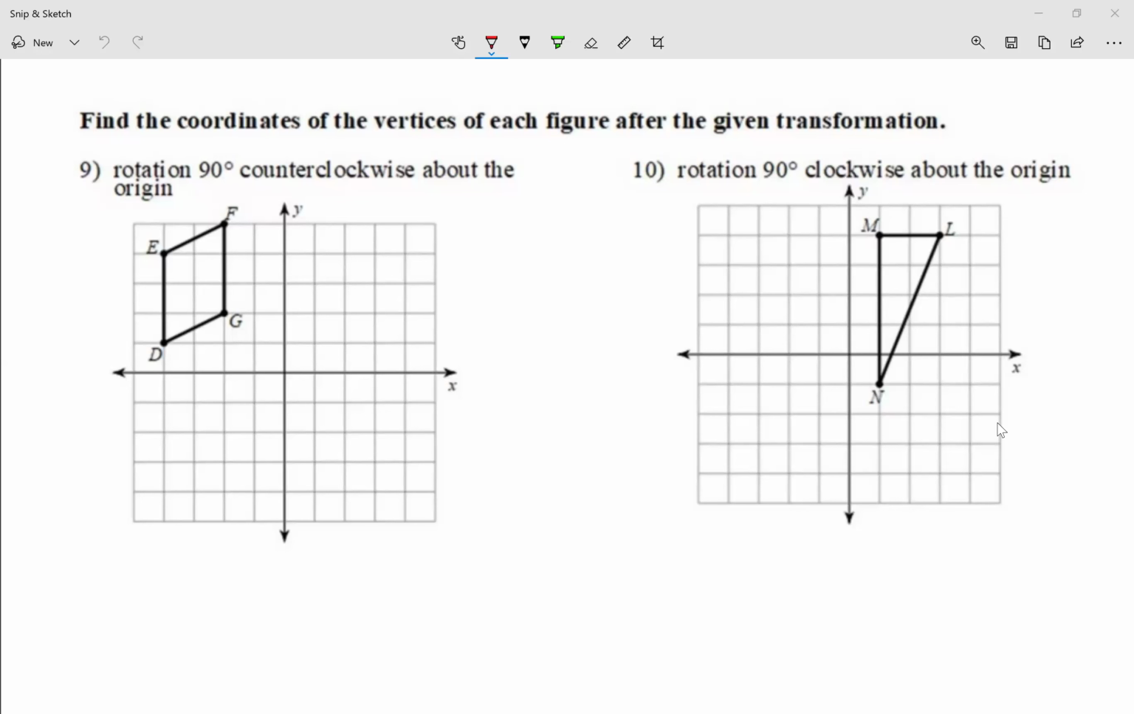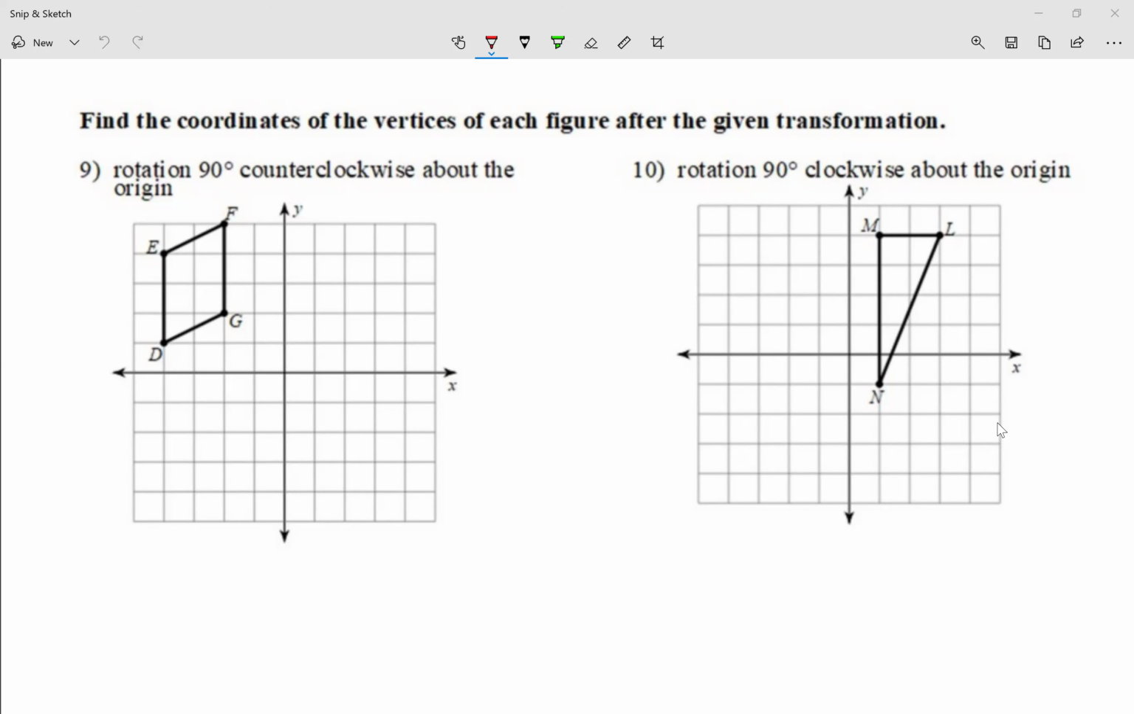All right, so far in this unit, we've been looking at two transformations. We saw translation, when you move sideways, up or down. Then we saw reflection, right? When you flip things over. Now we're going to move into what we call rotation. So the instructions are going to be the same: find the coordinates of the vertices of each figure after the given transformation.